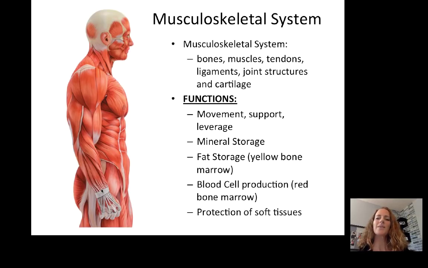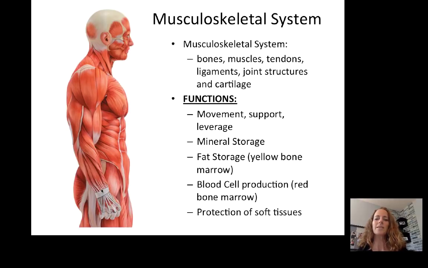So the musculoskeletal system is bones, muscles, and the tendons that attach the muscles to the bones, the ligaments that attach bones to bones, the joints where two bones meet, and all of the structures within and surrounding those joints. It also includes the cartilage, which covers different surfaces of the bones.